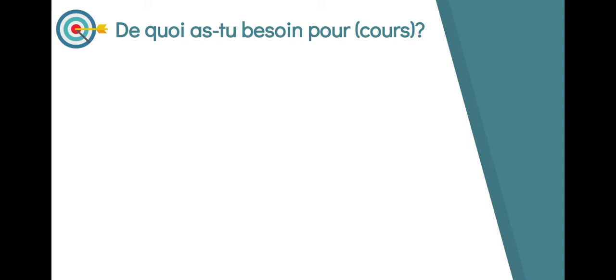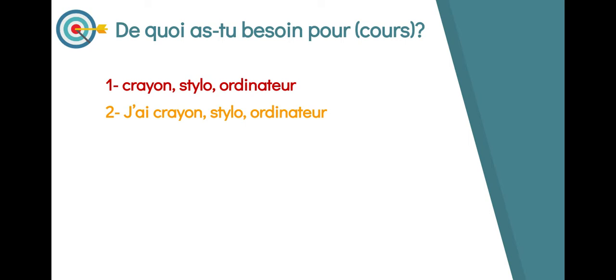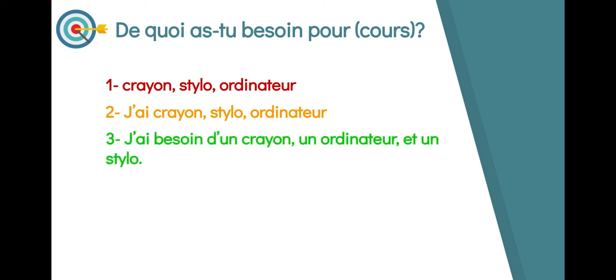Excellent, bravo. So, de quoi as-tu besoin pour, and then the class? If you're just able to list me the items, awesome. That's going to get you a 1. If you're trying to make it into a sentence, but you're not quite there, that would be a 2. A 3 would be saying j'ai besoin d'un crayon, un ordinateur, et un stylo.